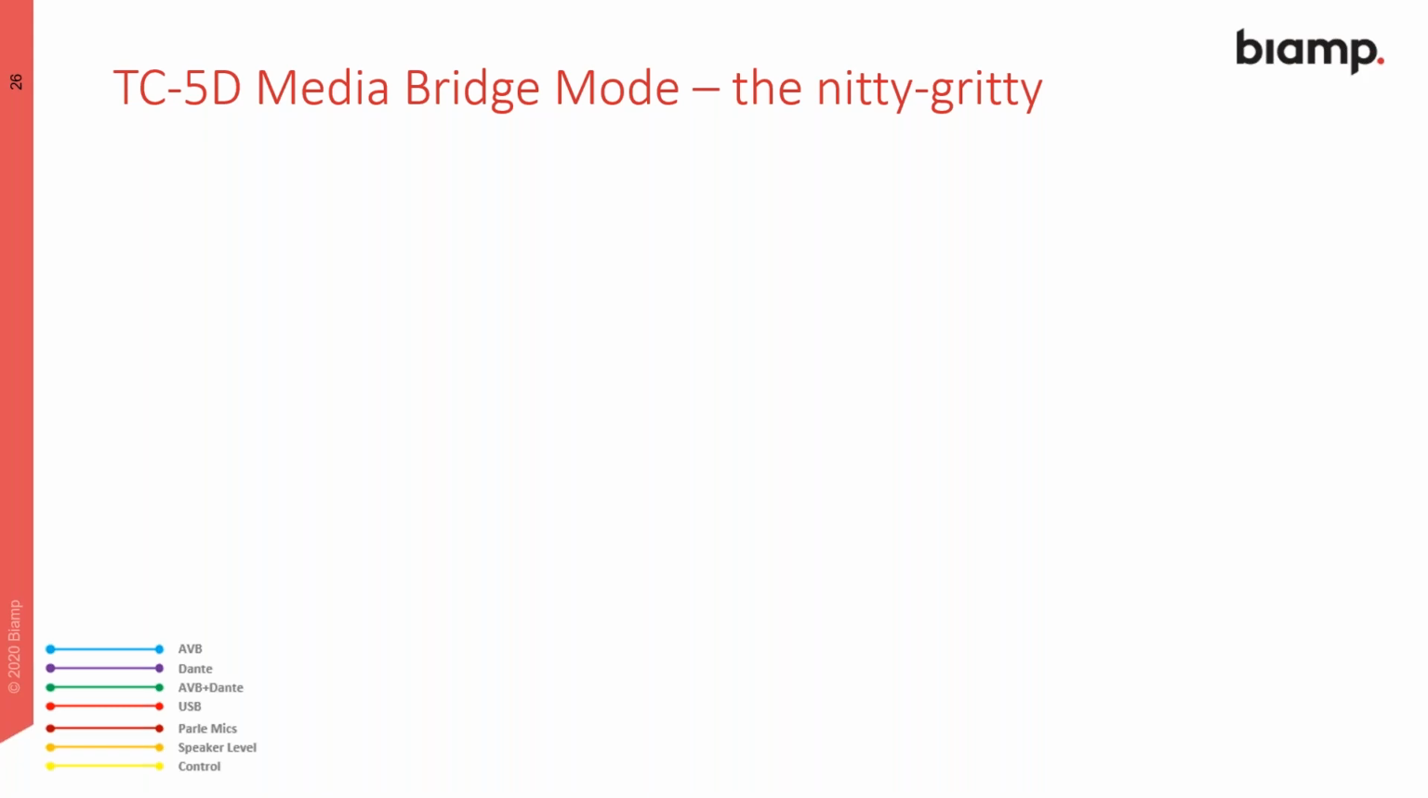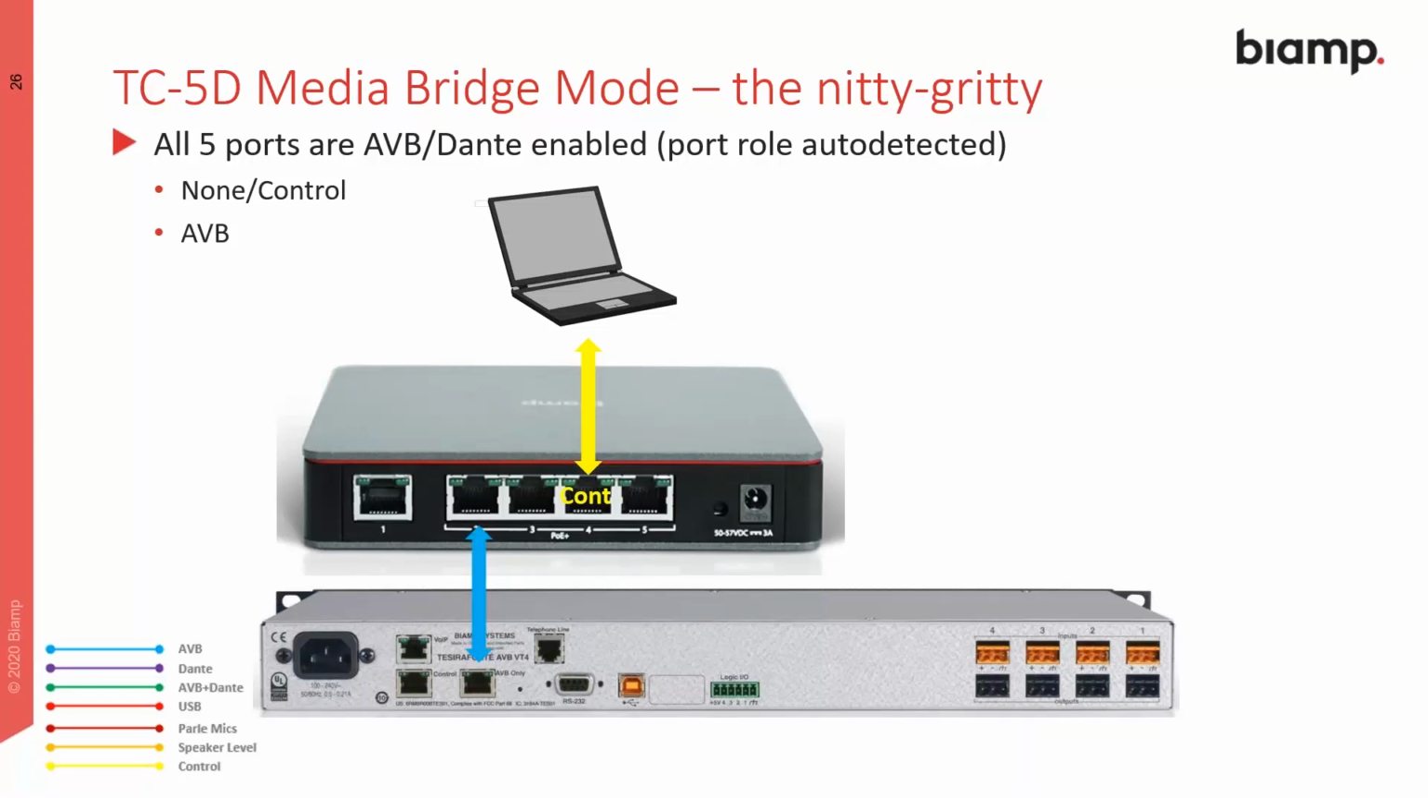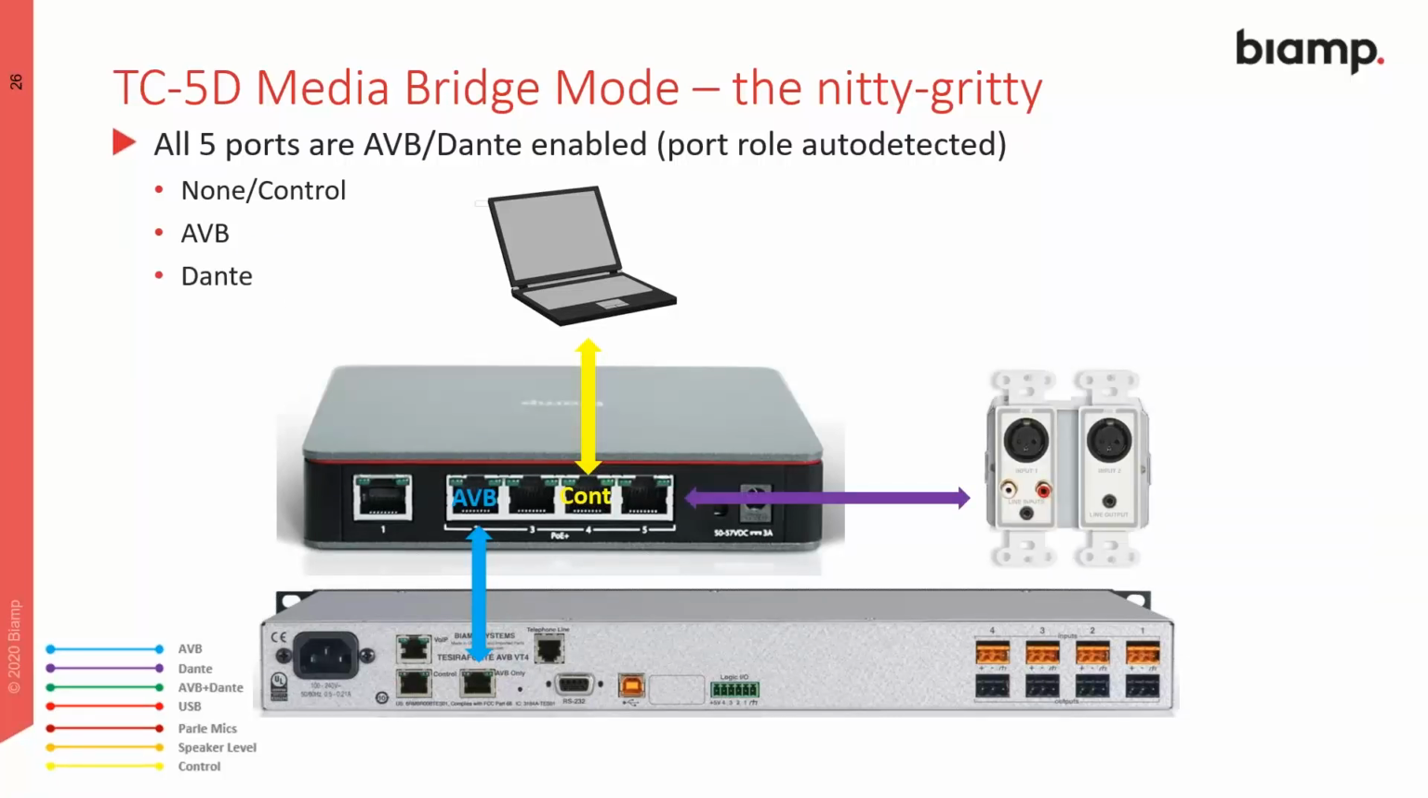Okay, so we have the TC5D media bridge mode. All the 5 ports are AVB Dante enabled ports. The ports are auto detected. So anytime you plug in a laptop, for example, it will detect that this is a control port, not flowing any Dante channels or AVB channels into your switch. If you have an AVB device, so let's say you have an AVB VT4, once you connect it to port 1, for instance, the TC5D is smart enough to know that this is AVB traffic. And once you have, for example, a Dante microphone, you connect it to the system, and it will automatically be configured as a Dante flow in your system. So you don't really need to plug the device into a specific location.